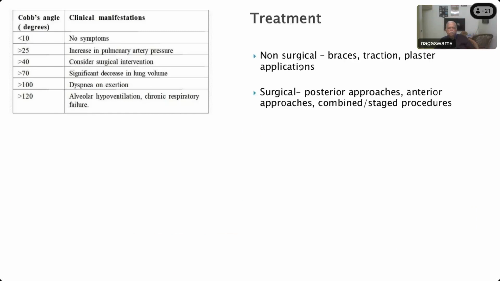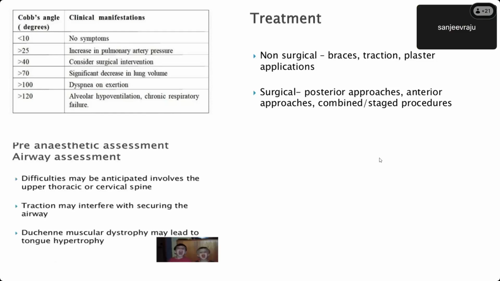The treatment can be non-surgical like braces, traction, and application of pins and other things. Surgical: posterior approach, combined posterior and anterior approach, or staged approaches. So one question they can ask you is, when will they require a double lumen tube instead of your flexometallic? Any idea? Anterior approach. Yeah, combined anterior and posterior approach. When they want to collapse the lung, they may ask you for a double lumen tube also.